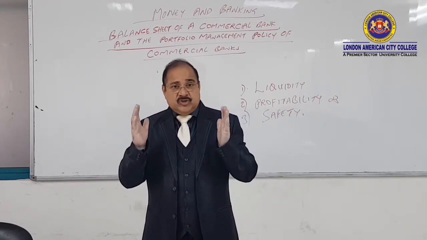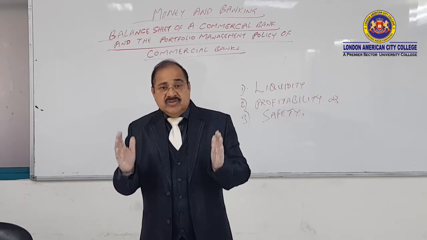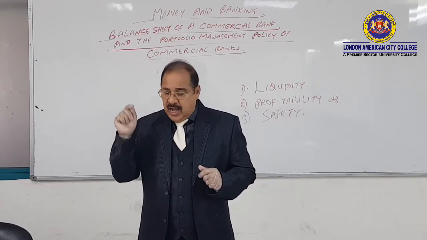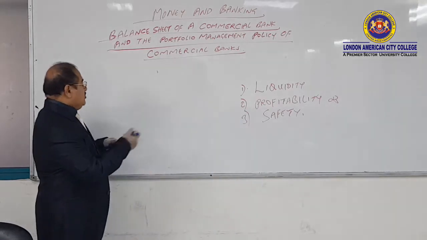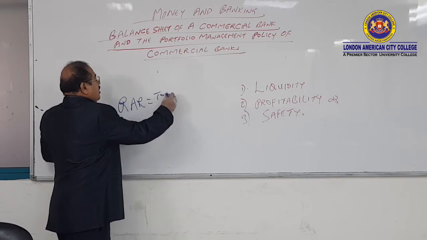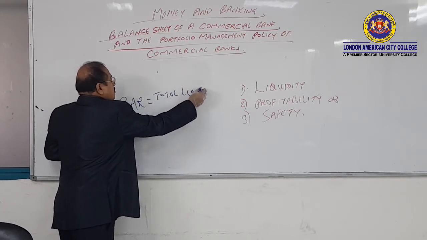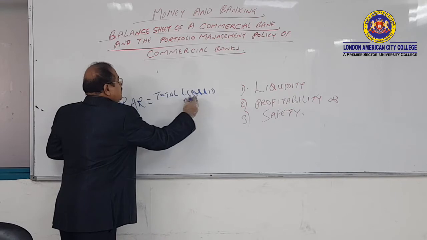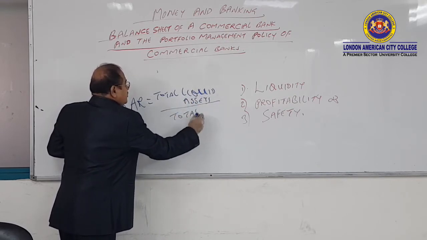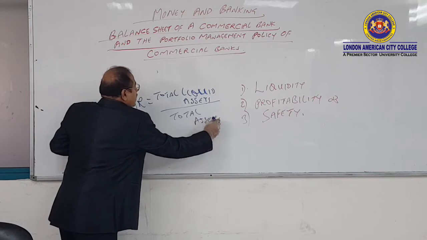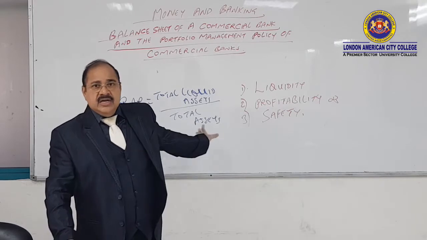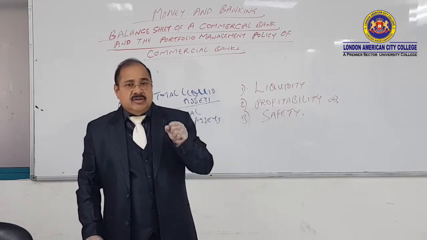The percentage of total assets which are held in liquid form or ready cash. How do we find the reserve asset ratio? RAR, we can say reserve asset ratio, equals total liquid assets divided by total assets. So the percentage of total assets held in liquid form is called the reserve asset ratio. Those assets are very liquid.